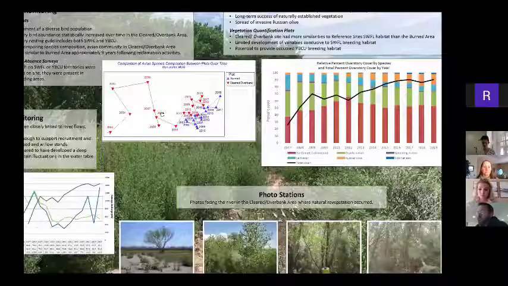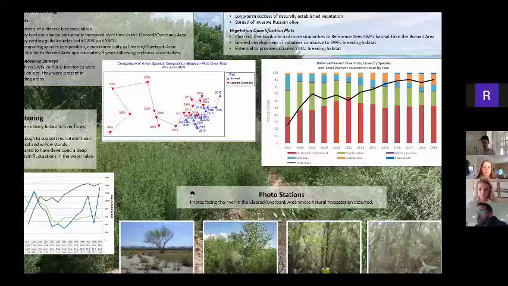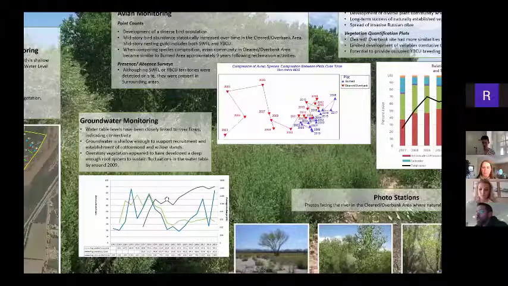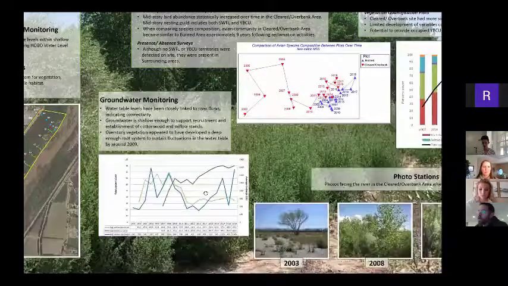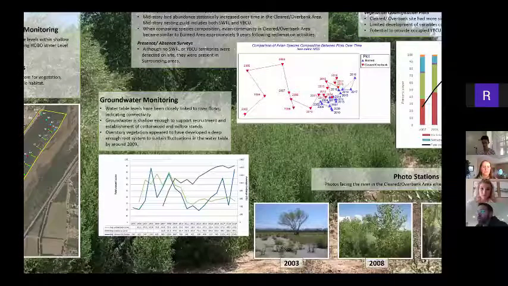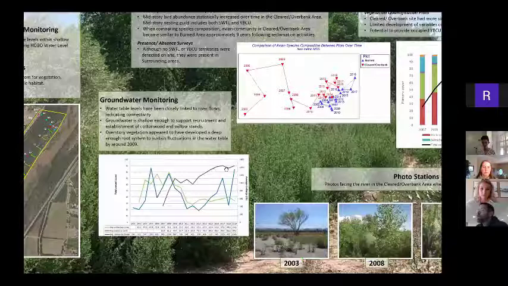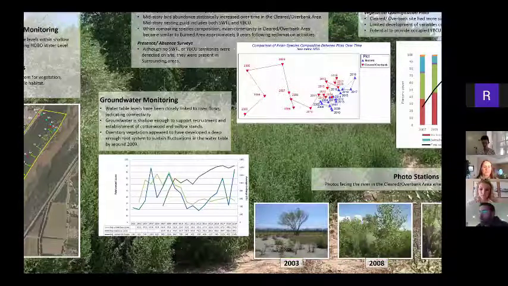Let's see. Groundwater monitoring, not surprisingly, the higher the water table was within the site, the higher amount of overstory cover we recorded. Water table levels were obviously very linked to river flows. More water in the river, the shallower the water table was.